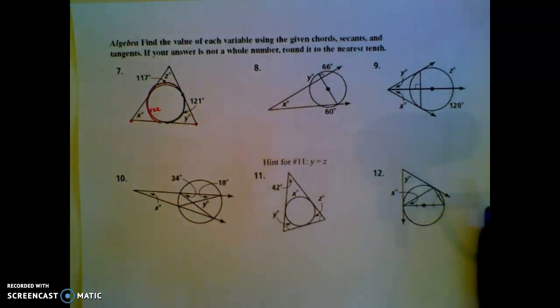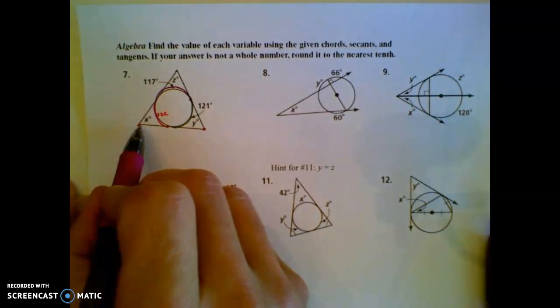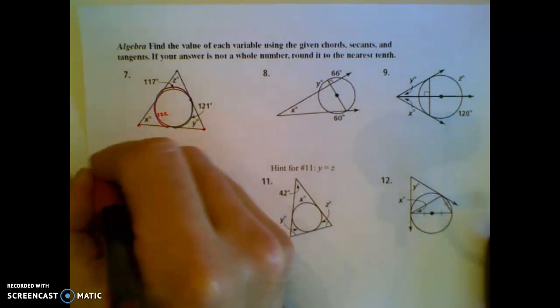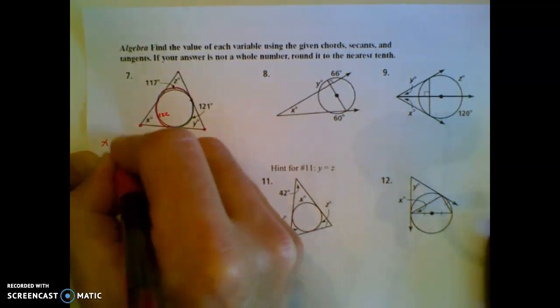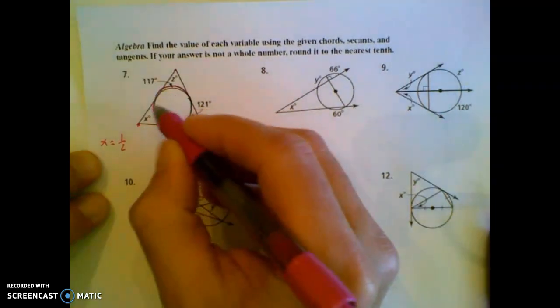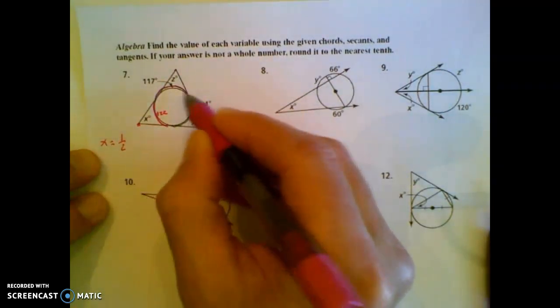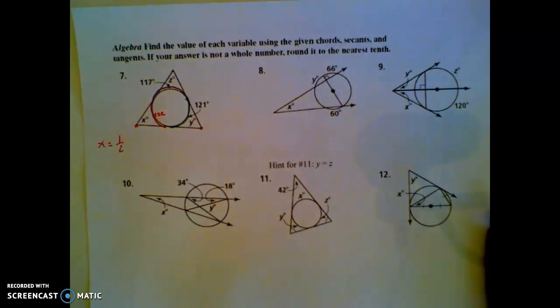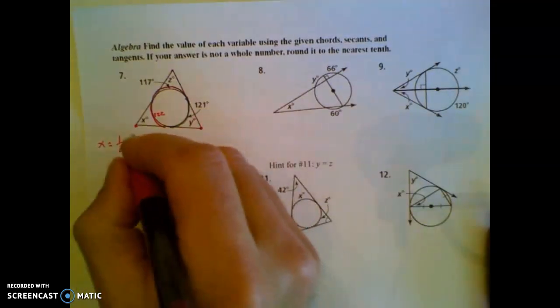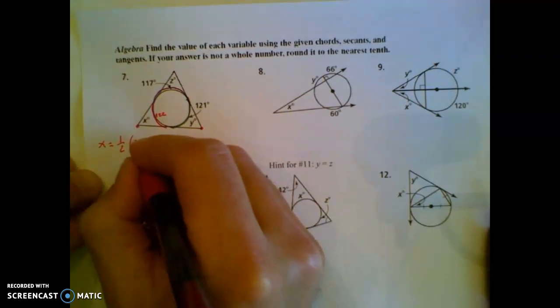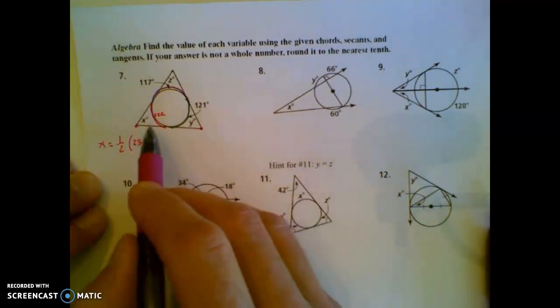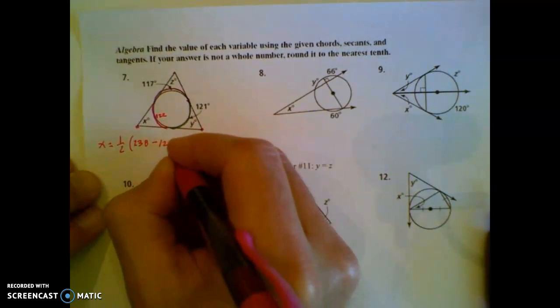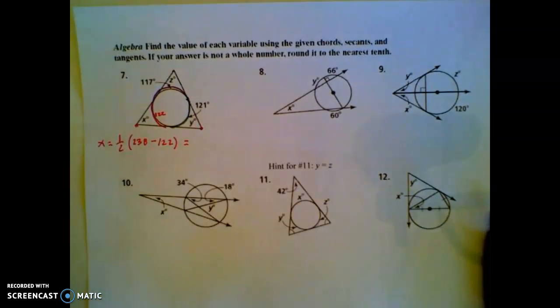All right, let's see what I can do with this now. So let's focus on x first, simply because it's first in the alphabet. That would be the only reason why. Intersection's on the outside. So x is going to equal 1/2 of the big arc for x, which is these two added together, the purple and the green added together, which is 238. So that would be my big arc. Minus the little arc, which is that 122 degree arc right there. So then I do 238 minus 122 divided by 2. So that angle x is going to equal 58.